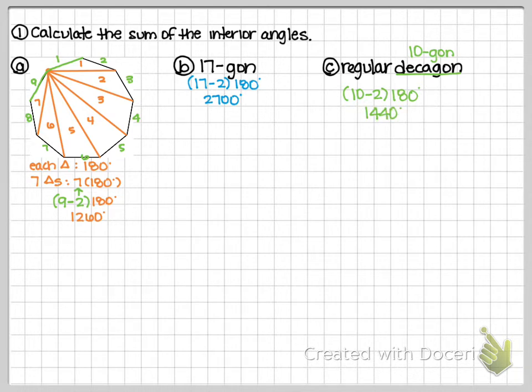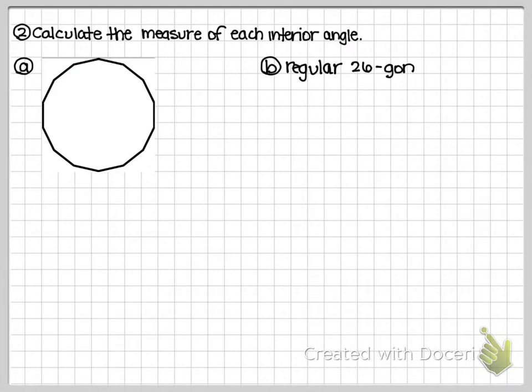Now, it doesn't matter if your polygon is regular or not at all. So you'll notice on B, it was a 17-gon. It doesn't matter if the sides are the exact same length or not. We're talking about if you add up all of the angles together. Okay, now moving on, calculate the measure of each interior angle.